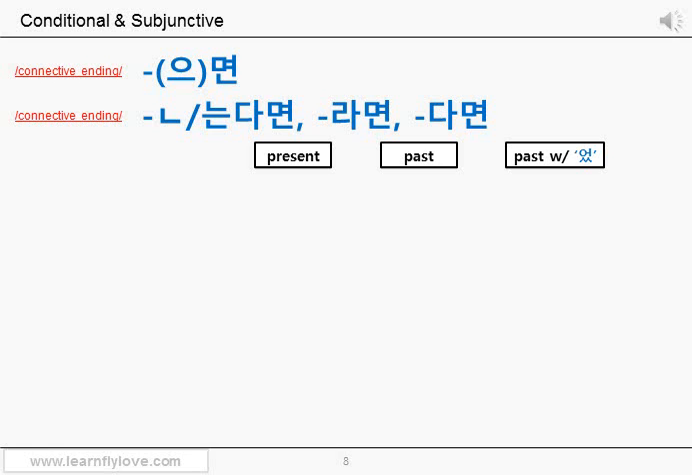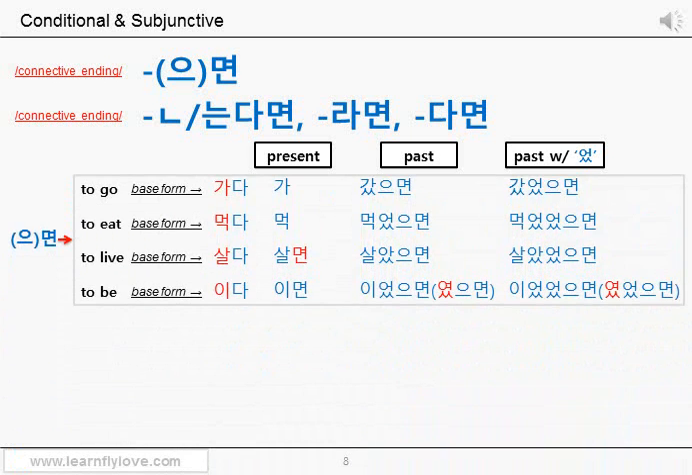It's a bit complicated, but not that complicated, so please don't worry. Let's take a look at the connective ending 으면 first. The basic rule is the same. When there is no final consonant in the formal block, you add only 면. When there is a final consonant in the formal block, you add 으면. Then let's see the exceptions only.